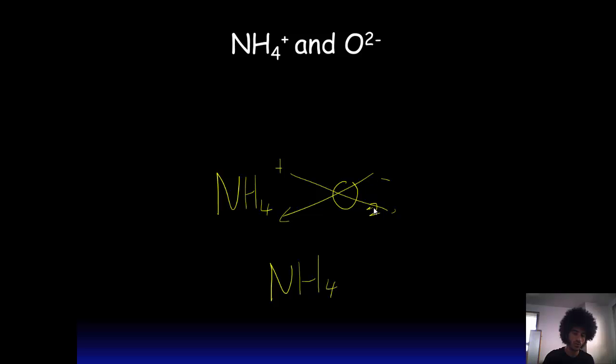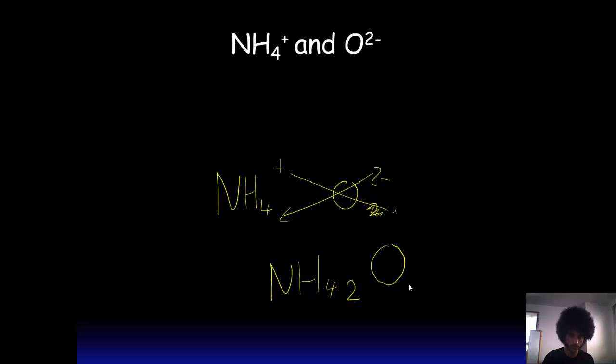Oh, sorry, that's wrong. The 2 from here goes down here. So I need 2 lots of NH4, so I'm going to put 2 there at the moment. But how many oxygens do I need? There's only 1 from the positive charge coming down to it. So it only has to be 1, so I can leave it as it is.